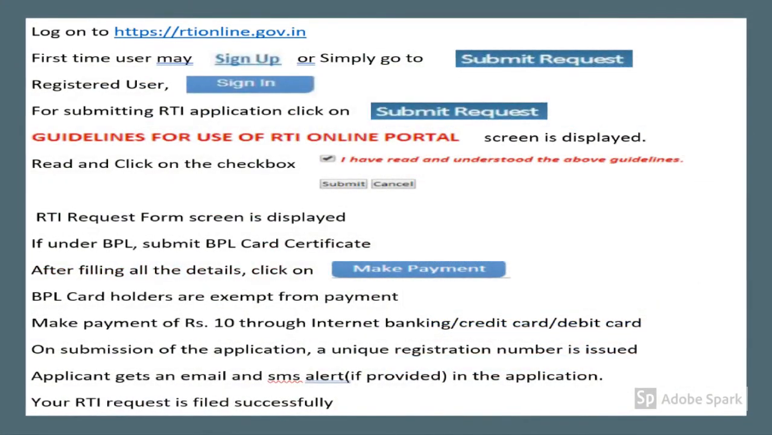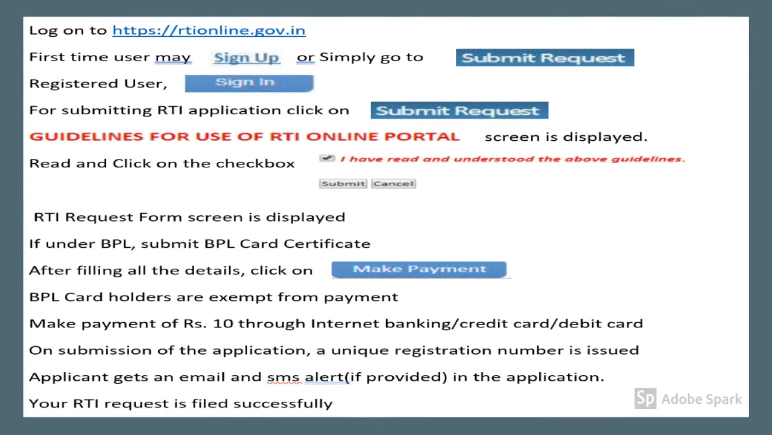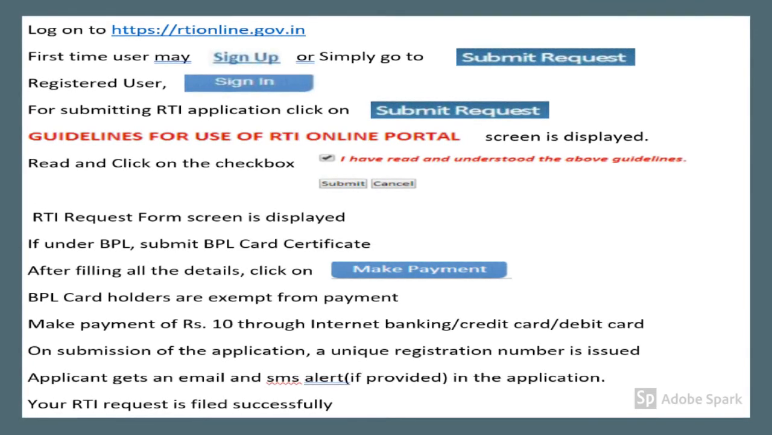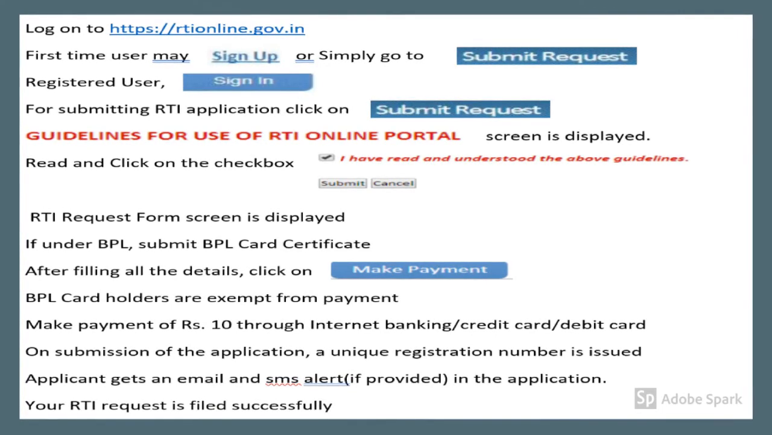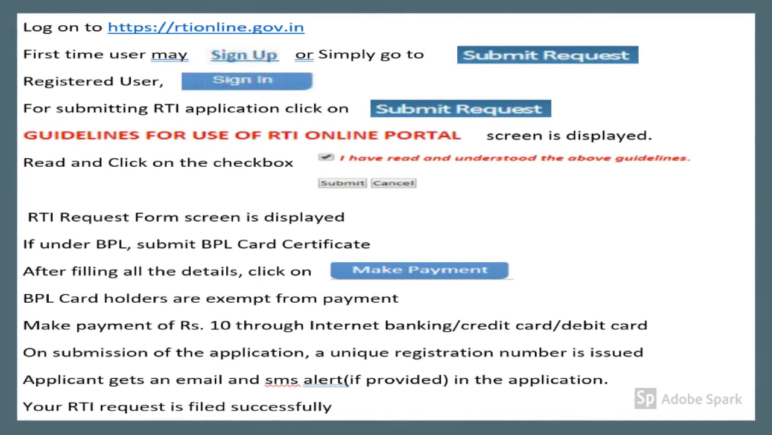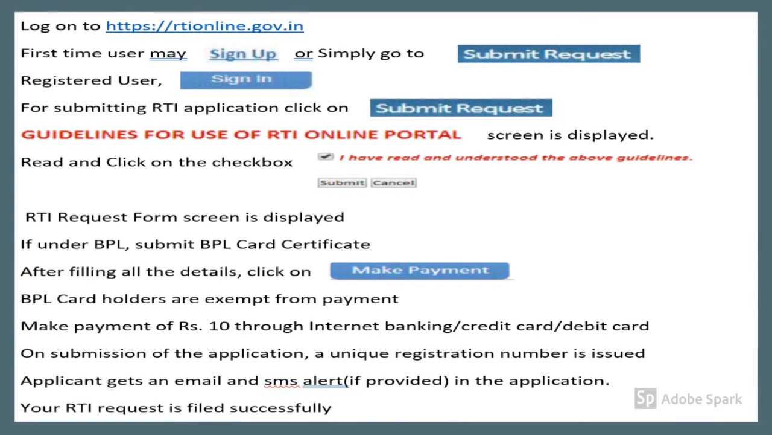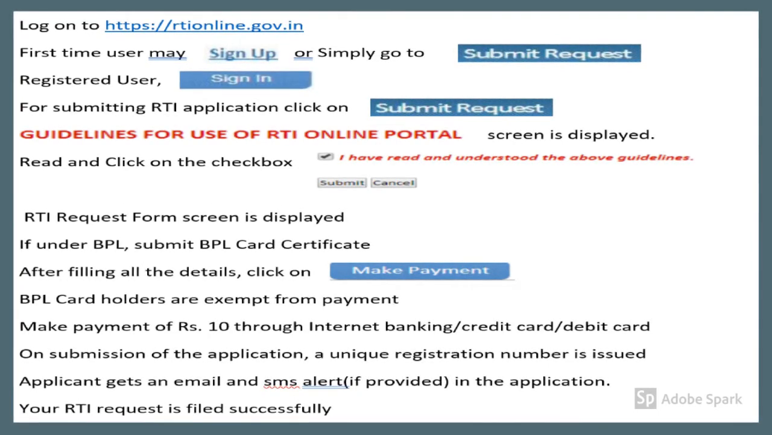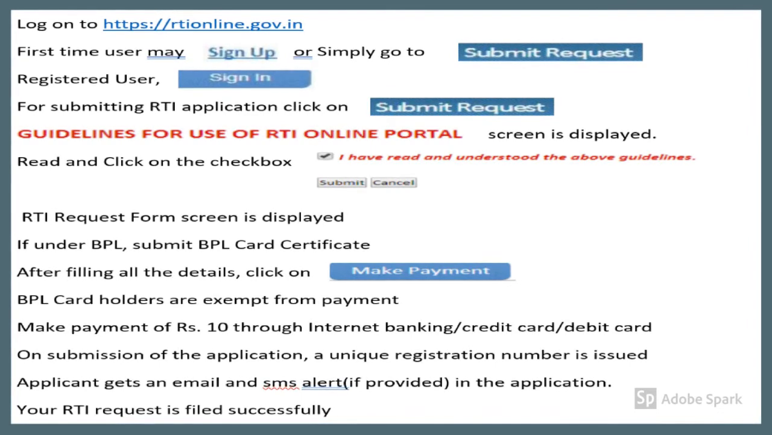To file an application online, log on to rtionline.gov.in. First-time users may either sign up or simply go to Submit Request. Registered users sign in and submit RTI application through Submit Request. There are a set of guidelines you need to read and click on the checkbox before you proceed. The RTI request form is displayed, and if under BPL, submit your BPL card certificate.